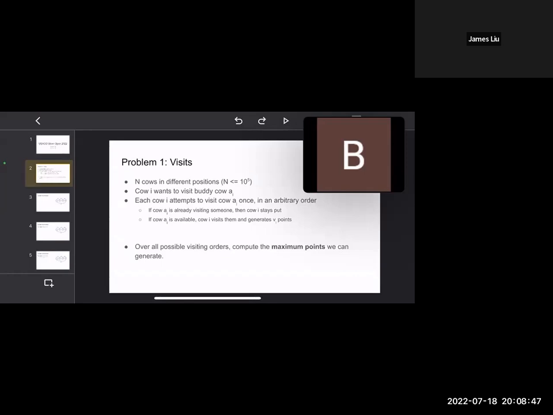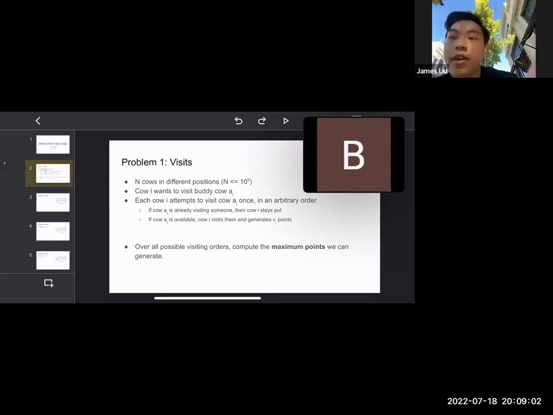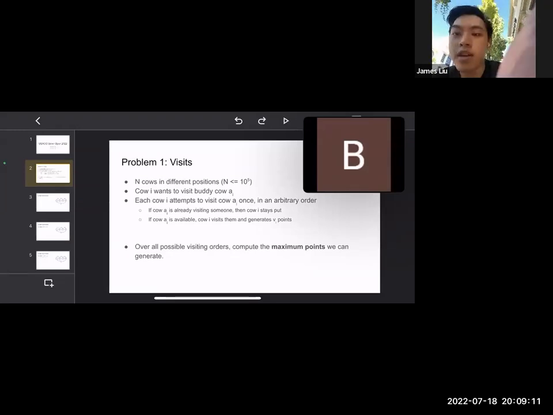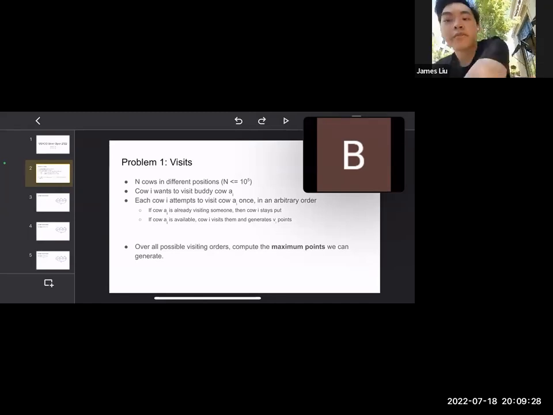Basically, we have N cows in different positions. N can be up to 100,000. And each cow wants to visit a buddy cow A_i, and this is exactly one buddy cow. Now, each cow in some arbitrary order will want to visit cow A_i once. And they do this through the following process. If cow A_i is already visiting someone, then they just stay put and they don't visit them. If cow A_i is available and hasn't visited somebody, then cow i will visit them and generate V_i points, which is determined by i.